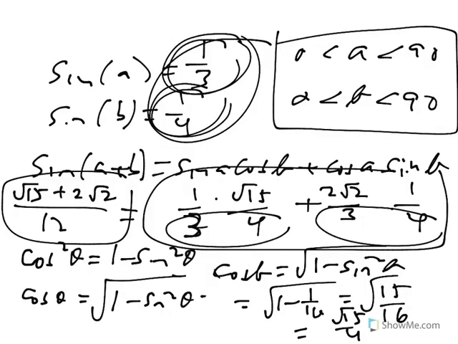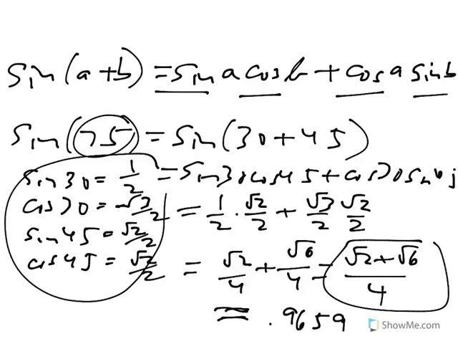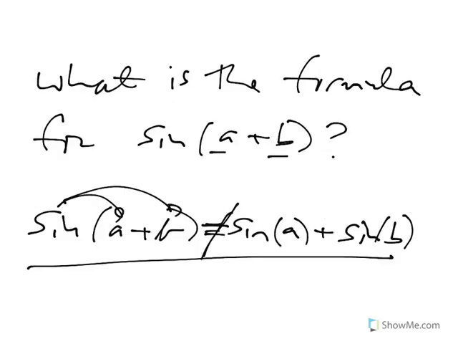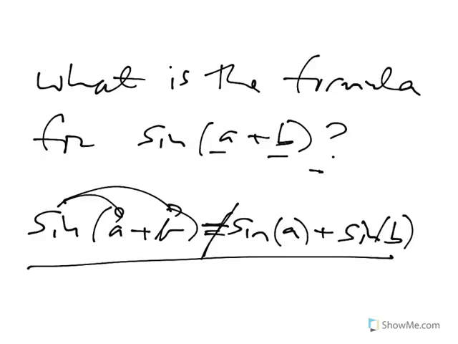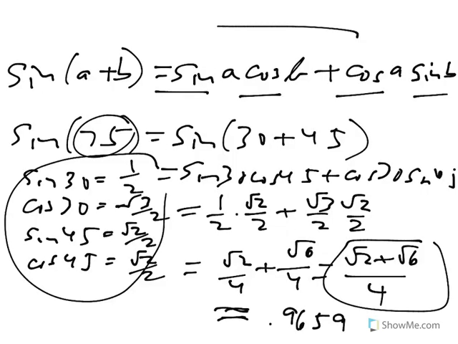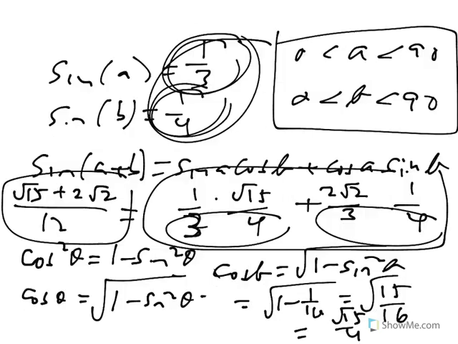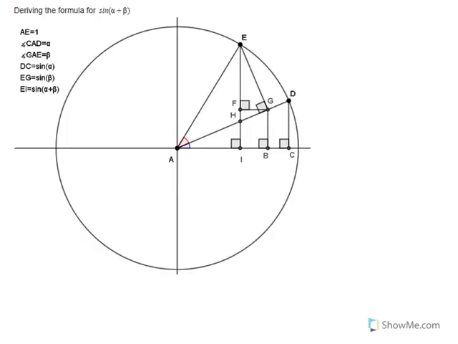Now, where did this formula come from? This is a true formula, and there are different ways to prove it. This is a diagram I really like. Here's a nice unit circle, and this is angle A here, and this is angle B. I'll just call them alpha and beta.